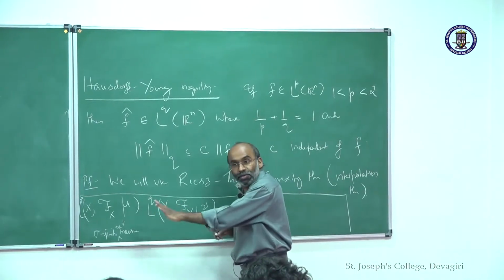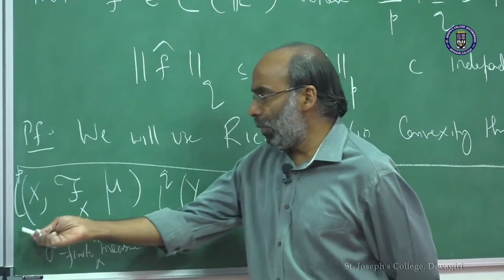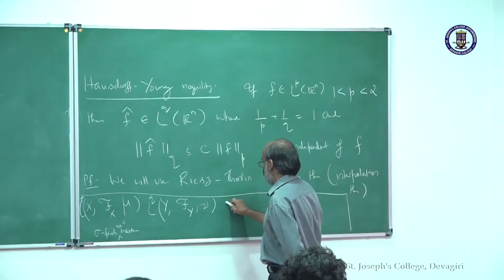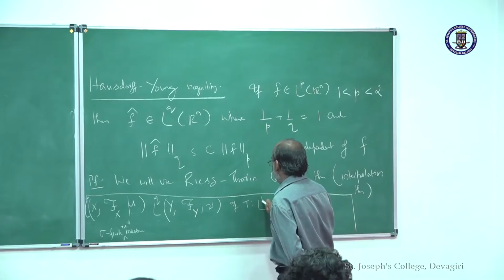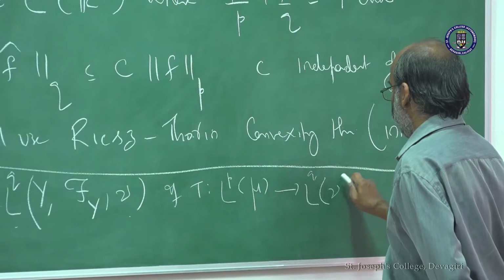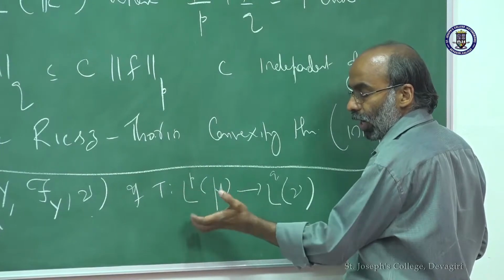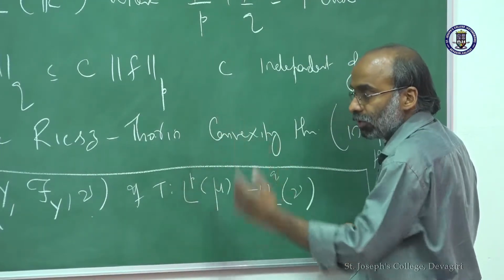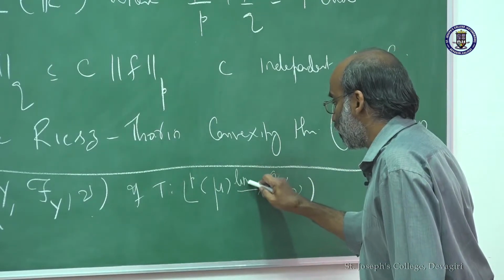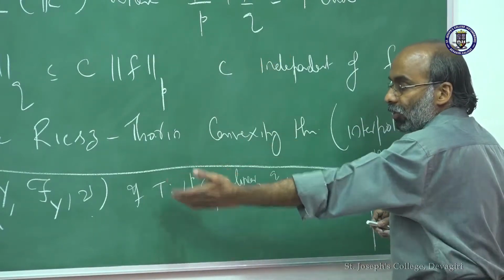So, p between 1 and infinity. I'll write L^p of mu and L^q of nu. So, if T is a linear operator from L^p of mu to L^q of nu, it does not have to be defined on all of L^p, it is enough that it is defined on a dense subspace, like the simple functions, for example. So, this is a linear operator from this L^p to this, like the Fourier transform. Keep that in mind as your T.